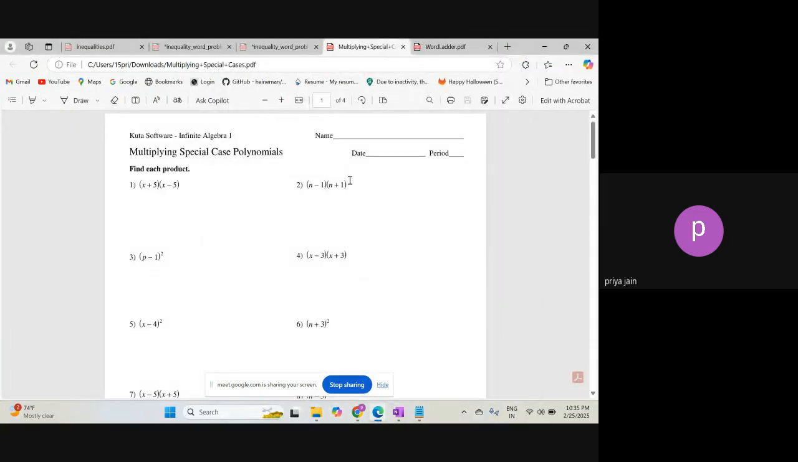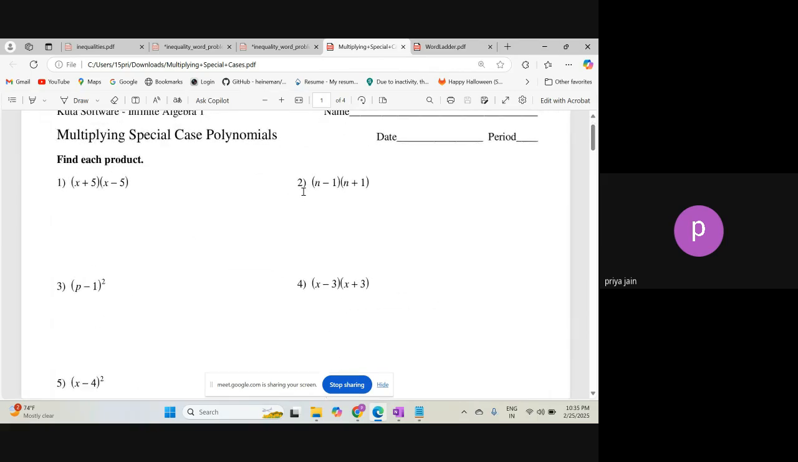Okay. So we will be multiplying the polynomials. For this one, it's basically the opposite of FOIL. I think the reverse of FOIL, right? Alright. So what we do is find each product. This is being multiplied with this one. So what we do is we use the distributive property.